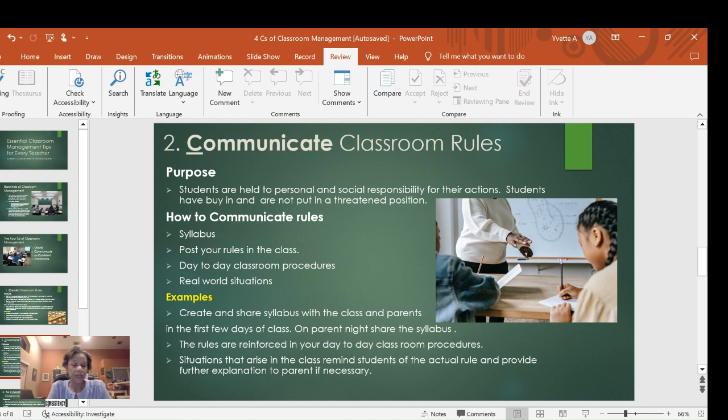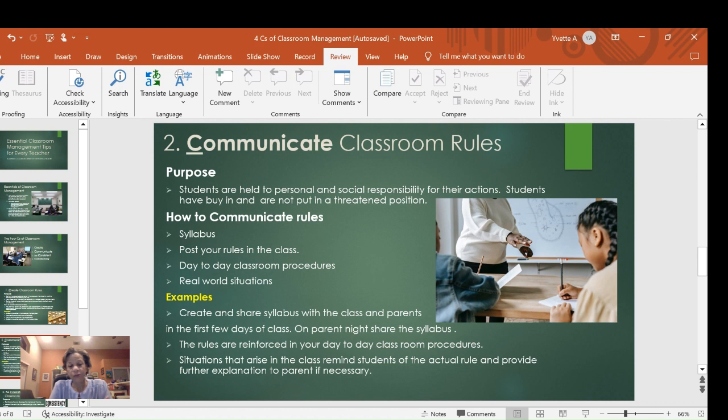Reinforce your rules in your day-to-day classroom procedures. Sometimes situations arise, and maybe students didn't realize there was a rule about that, even though I have given them the rules. I even sometimes test my students on the classroom rules as part of a quiz grade. I may have to share with the parent the part of the syllabus that the student is asking me to violate. So I'm communicating these classroom rules on an ongoing basis.